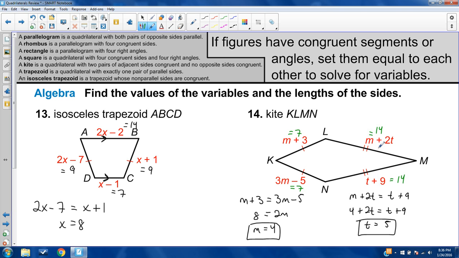So like I said, even though you should know what the other one is, maybe you did the math wrong, you should always double check, which I'll do for you. And again, if figures have congruent segments or angles, set them equal to each other to solve for the variables. And that's good. That's it.